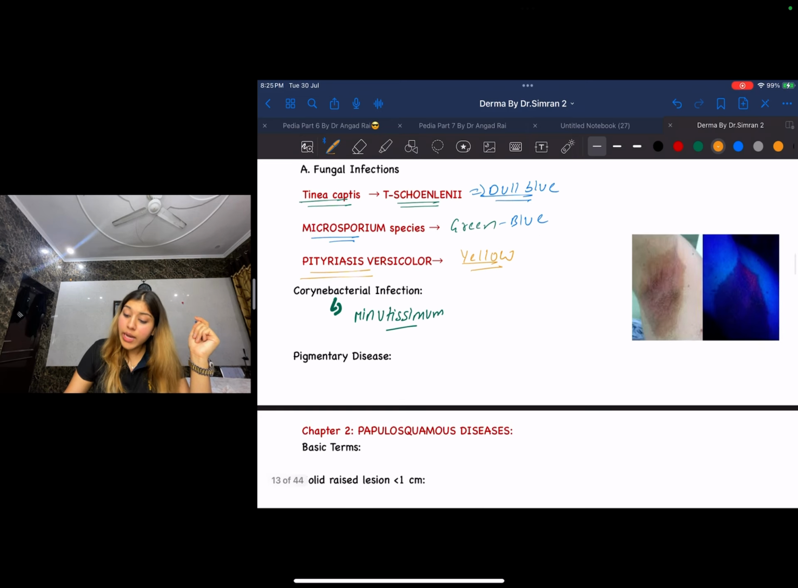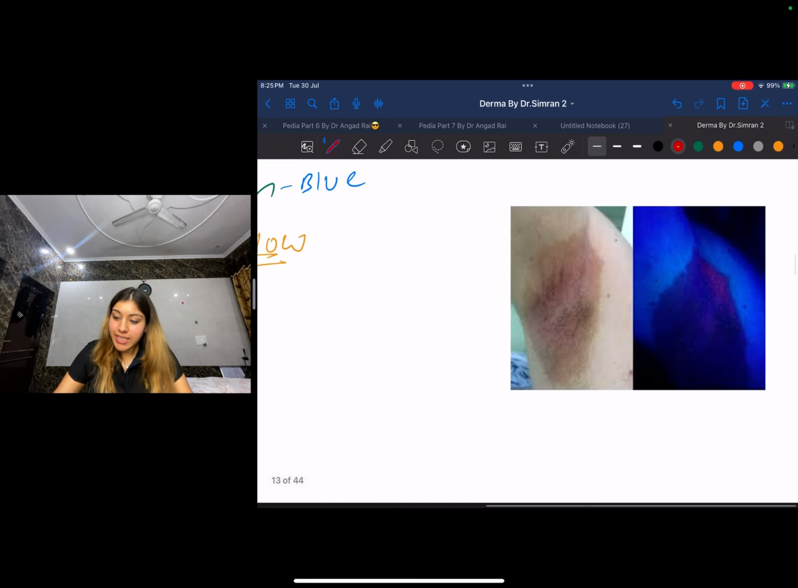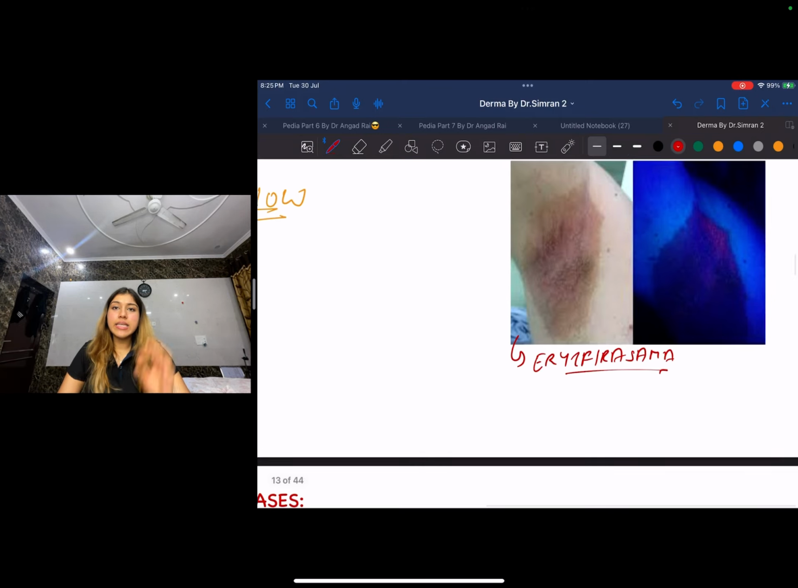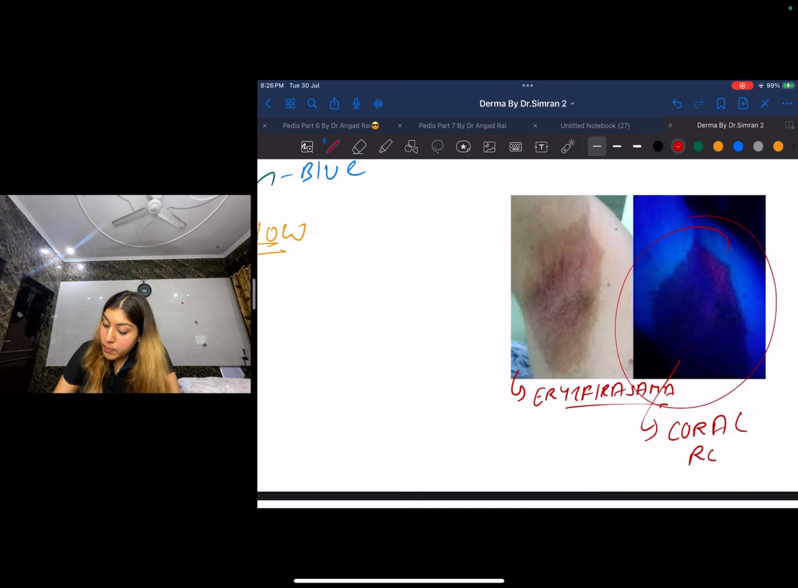Now guys, this is very important, a bacterial infection. See this image over here. What is this image? You guys are right, this is erythrasma. Very good. Erythrasma is most commonly seen in diabetic patients. Where is it seen? It will be mostly seen in the folds, like your groin region, your axillary folds. So you guys can see this color. Very good, this is your coral red appearance on Wood's lamp.